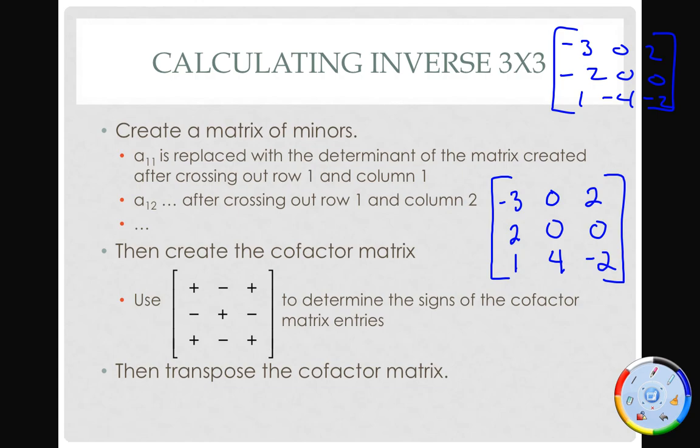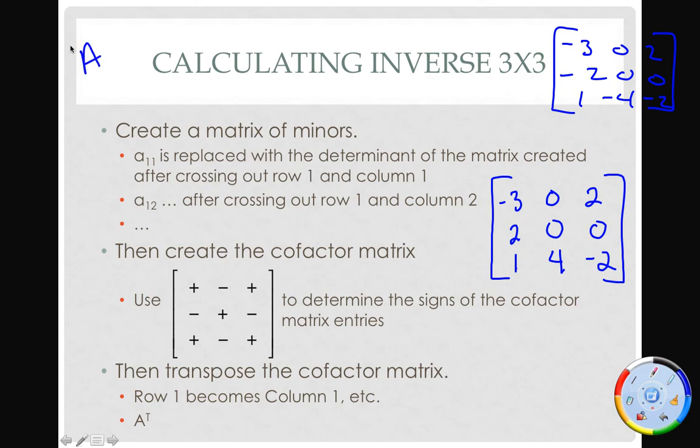Then we have to do something called the transposition. We have to transpose the cofactor matrix, and this actually doesn't take much work. What happens is row 1 becomes column 1, row 2 becomes column 2, and row 3 becomes column 3. This is called the transposition.